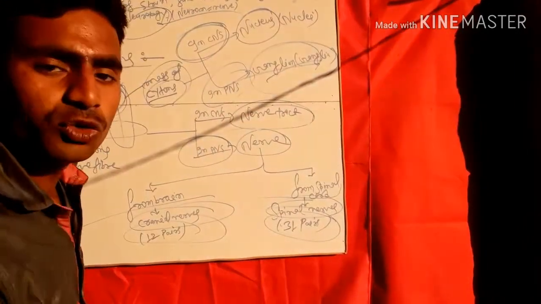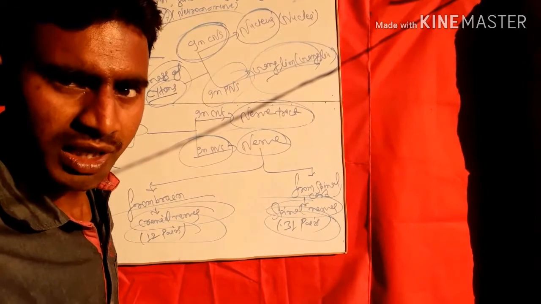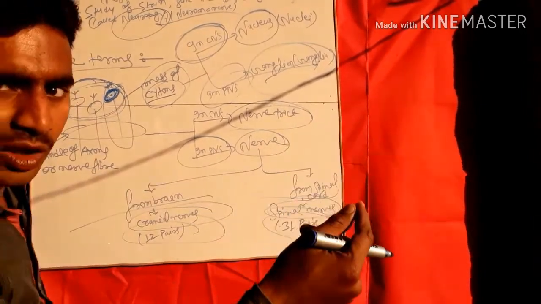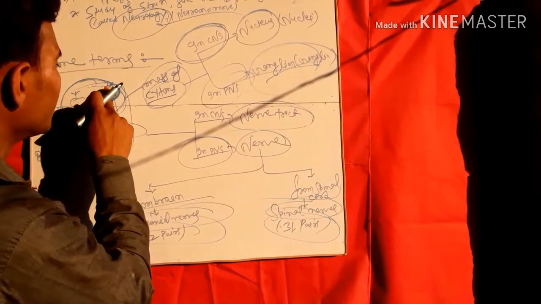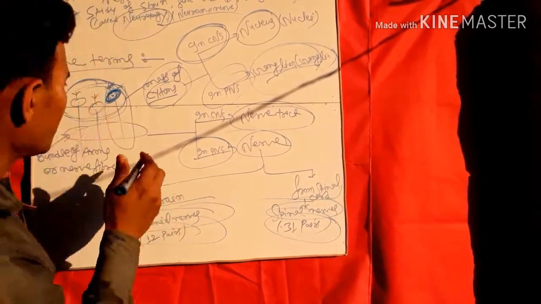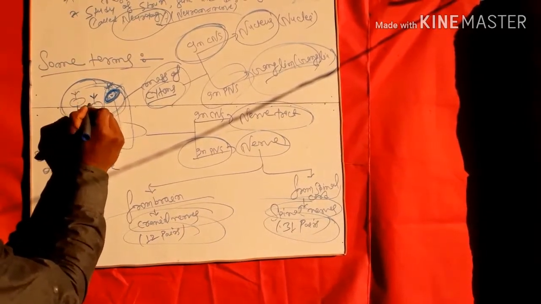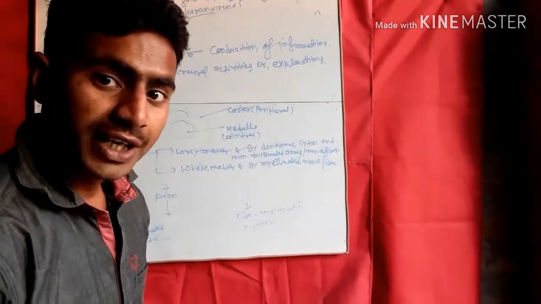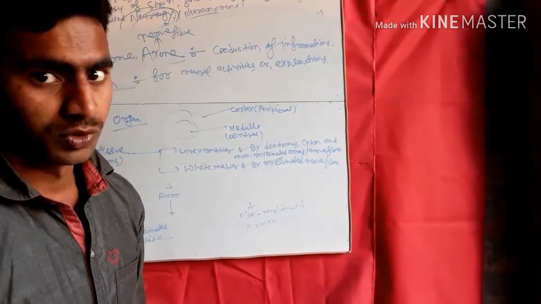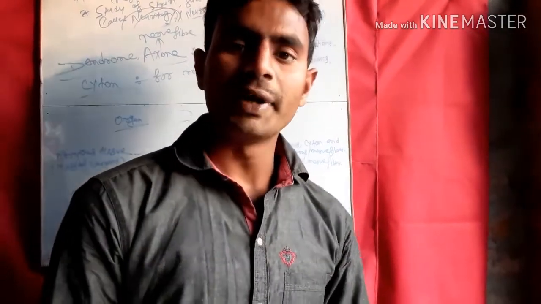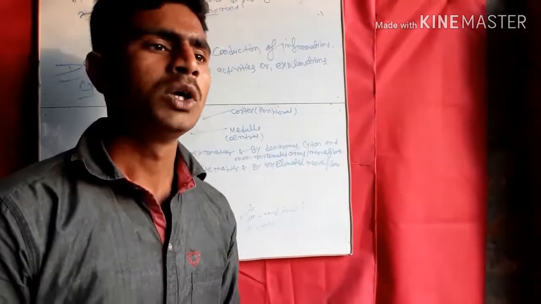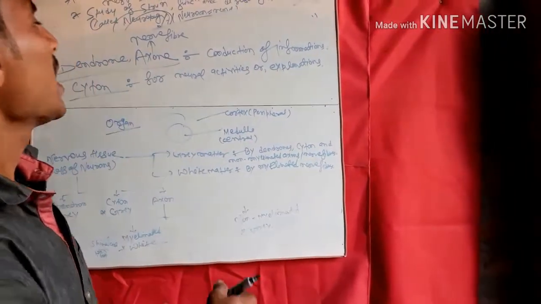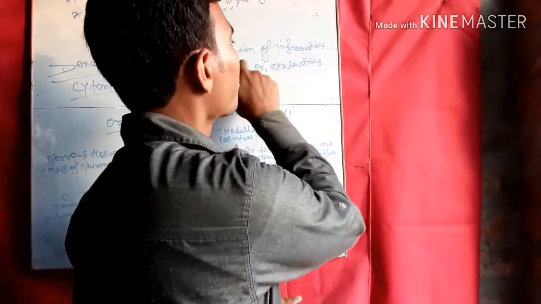Okay, next, what is a dendrite? Dendrites arise on the surface of the cytons. This is called the dendrite. Okay, so next is the dendron and axon. What is the function of dendron and axon? The function of dendron and axon is similar, that is the conduction of information.